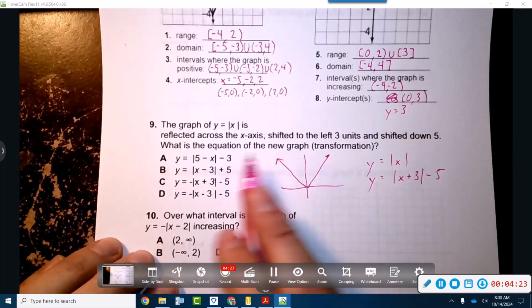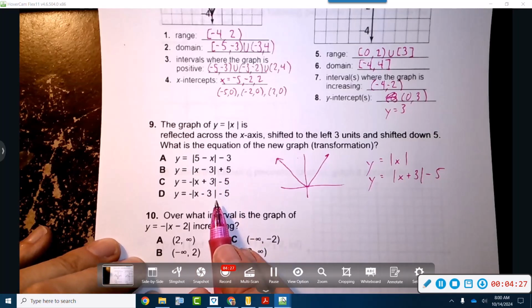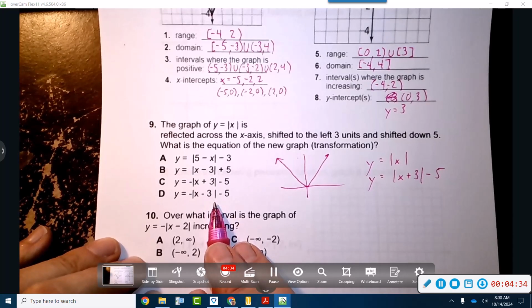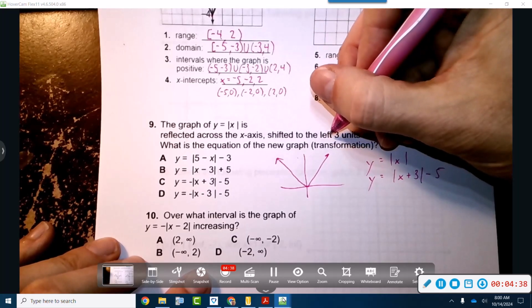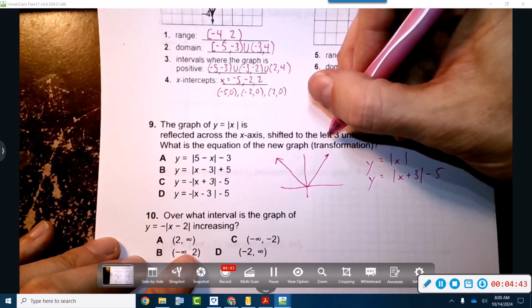which one is the graph? So let's see, x plus, shifted to the left. Oh, none of these are right, are they? Oh, okay. You know what? I made changes to this one. I think I wanted to make this to the right. Yeah, I wanted to make that to the right.